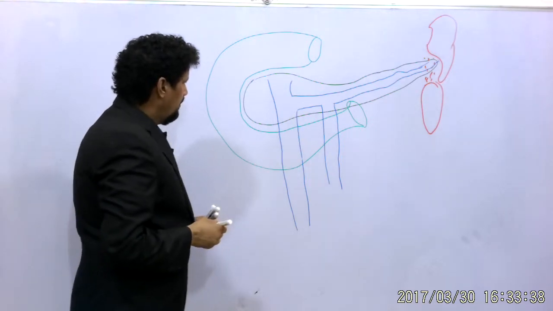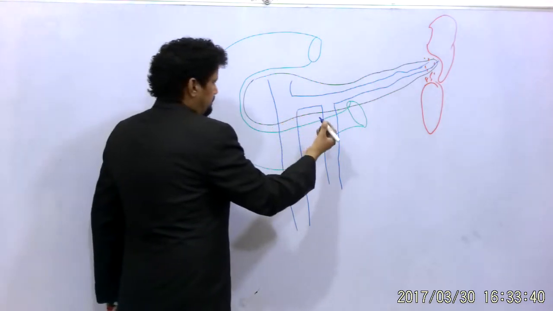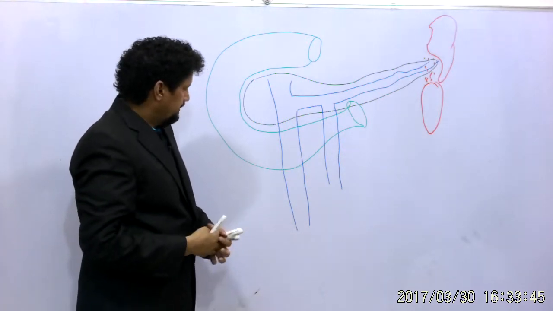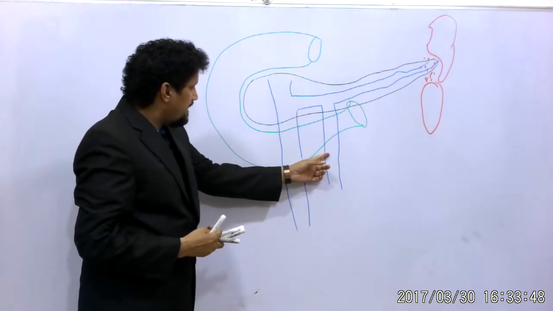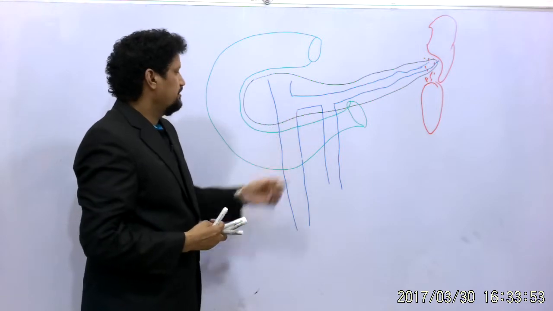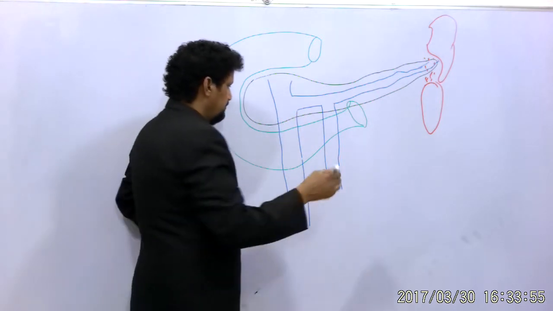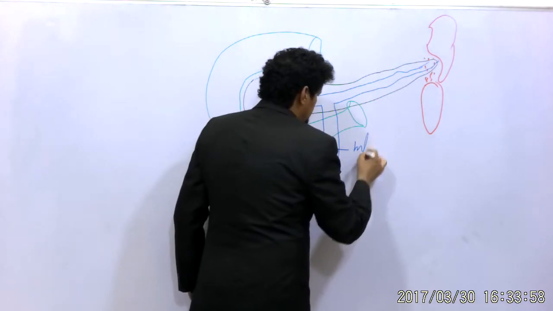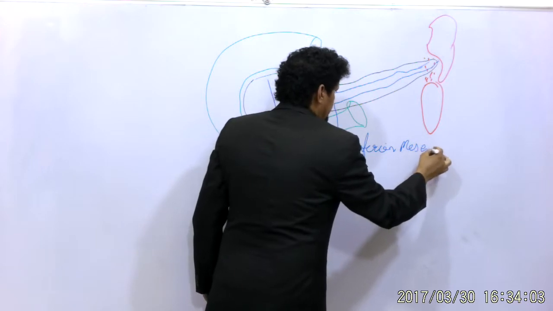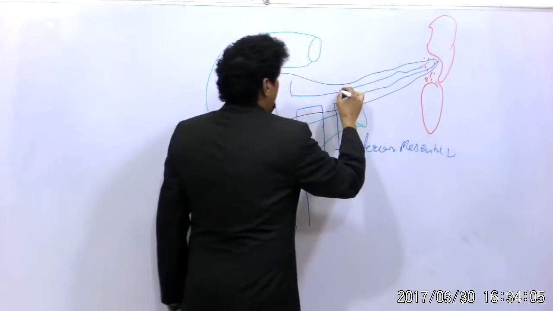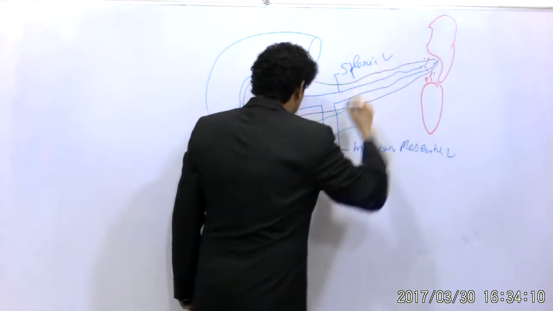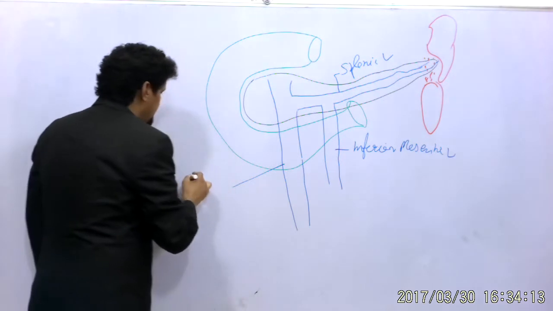In about 1/3 cases, this inferior mesenteric vein is directly draining in the confluence of the splenic vein and the superior mesenteric vein. So, this is the inferior mesenteric vein, this is the splenic vein and this is the superior mesenteric vein.